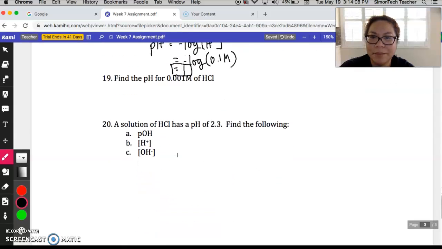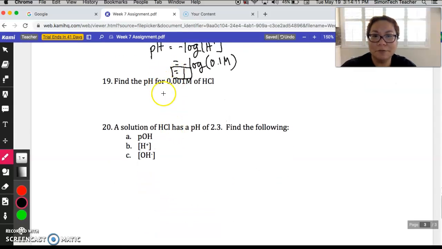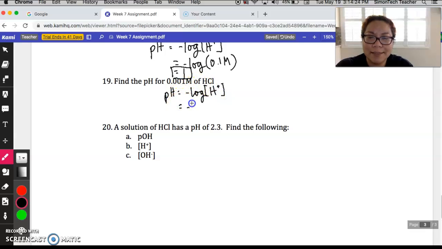For the next one, number 19, find the pH for 0.001 molarity of hydrochloric acid. Again, you are going to use that logarithmic equation, negative log times the concentration of the acid. You're going to press the negative button, and then the log, and then 0.001, that's your concentration, and your answer on the calculator should come to be 3, a pH of 3, which is still acidic. Okay, so I'm going to stop right there.